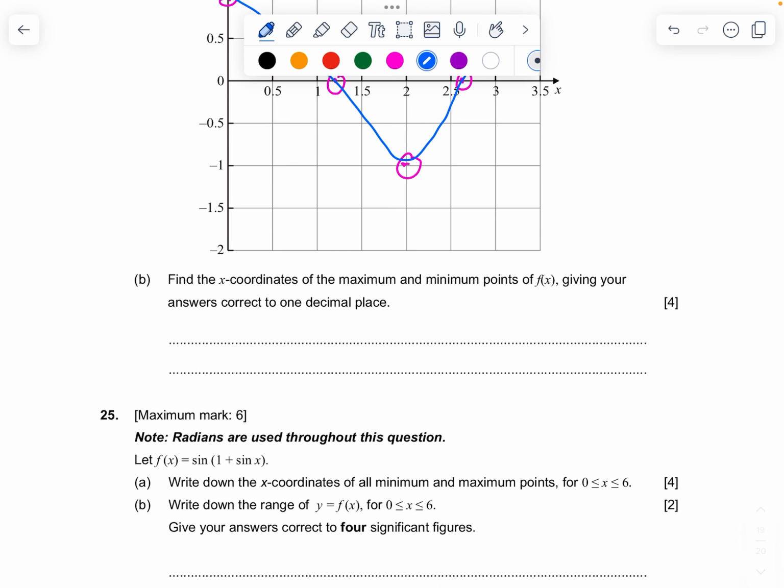Coordinates of the maximum point. The maximum point should be 0.285 and so on, which is 0.3 because of one decimal place. The minimum point is 1.856 and so on, which is 1.9.